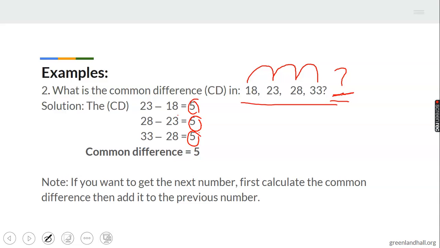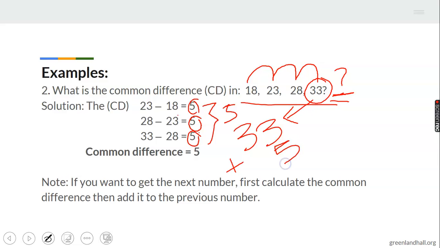Now, since we know that our last number in the series here is 33, and we already know that the common difference is 5, you will now say 33 plus the common difference, which is 5. 33 plus 5, that will give us what? 38. So my next number will be 38. Let me put one more for you.